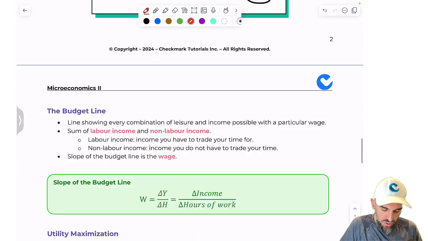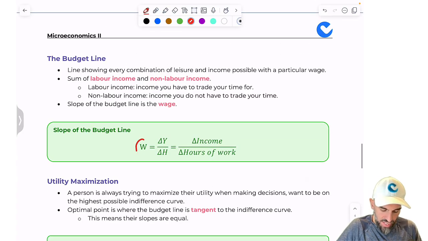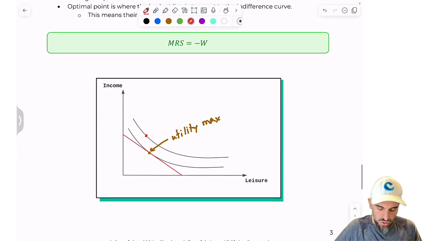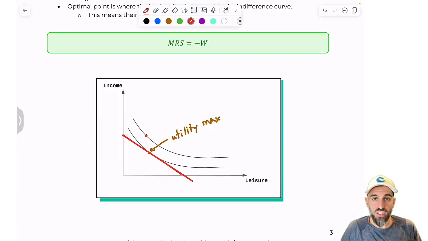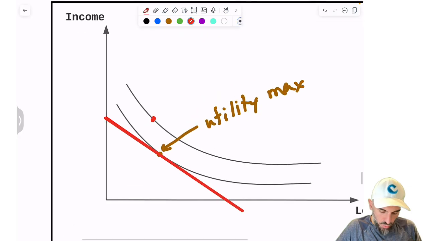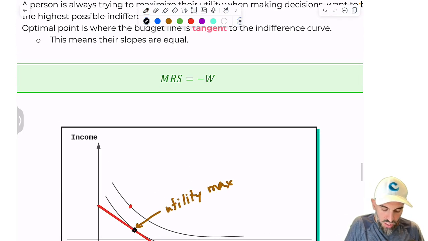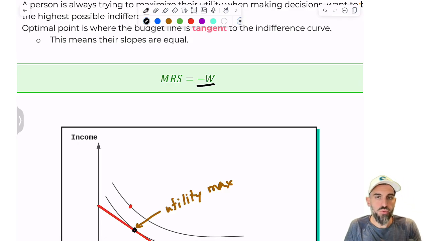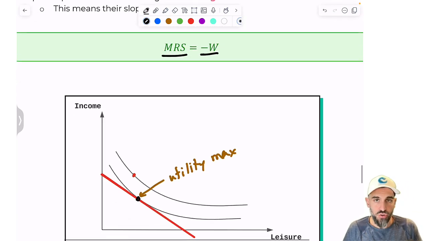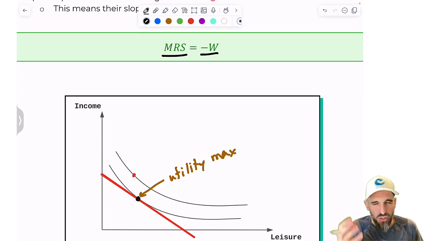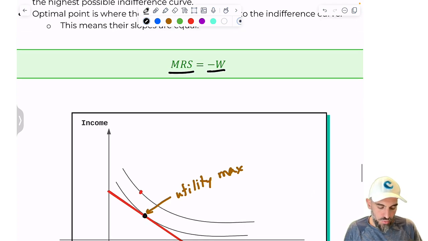The budget line, the slope of it, so this diagonal line has a slope, of course. The slope is the wage. Okay, that's the wage. And so we say that this point of tangency is the point where your wage, which is the slope of the budget line, equals the MRS, which remember is the slope of the indifference curve. So there again, very, very similar to what we saw in that previous chapter.